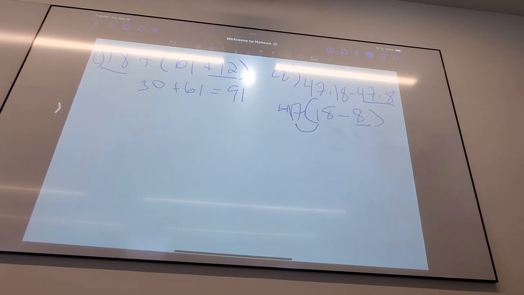8. Let me stop for a minute. We all know distribution. The great thing about math, and you can be as jealous as you want to, is it goes both ways. If I can bring a 47 in, I can take a 47 back out. How does that help me? Why is that an easier problem now? What's 18 minus 8? 10. Freaking 10.